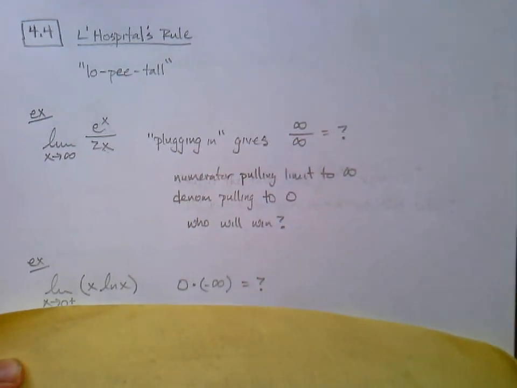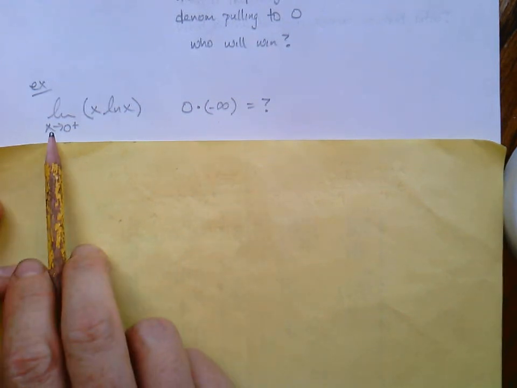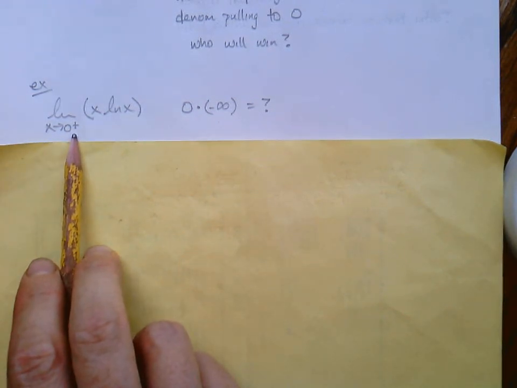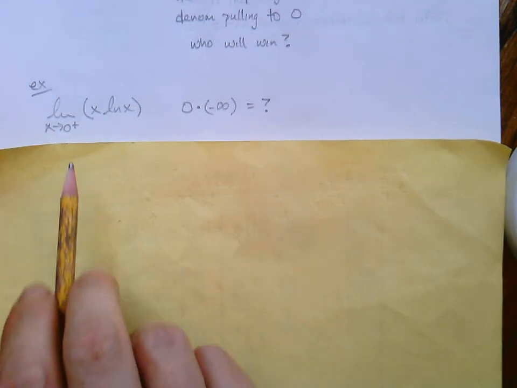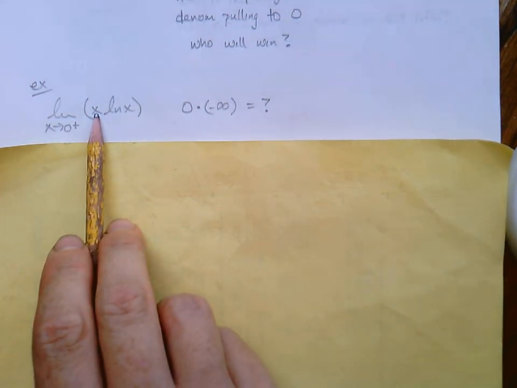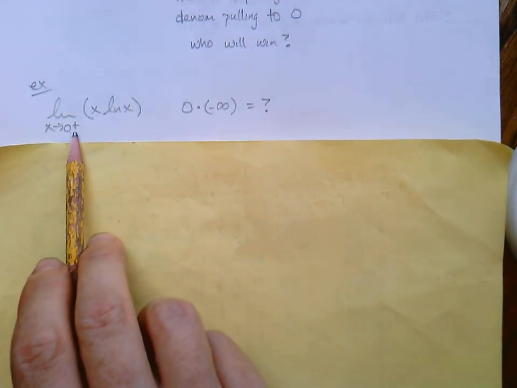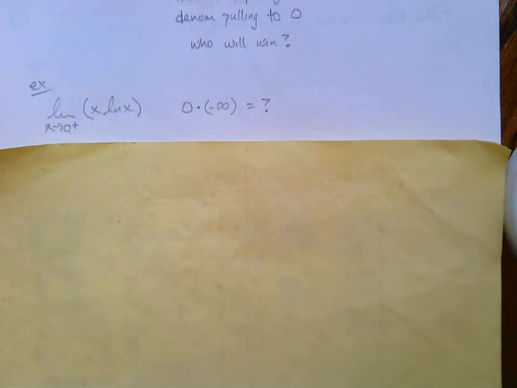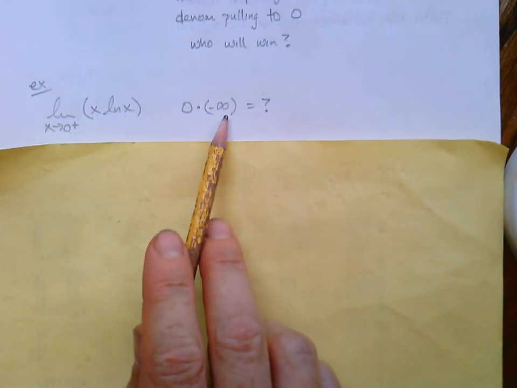Here's the next situation. We'll look at this example along the way too. The limit as x approaches 0 from the right of x times the natural log of x. All right, approaching 0 from the right. If we were to plug in, well, this x would just become 0. And as we look at the limit as x approaches 0 from the right of natural log x, if you recall the graph of a log, as you approach 0 from the right, it goes down, down, with its vertical asymptote. So this portion of it is going to negative infinity.